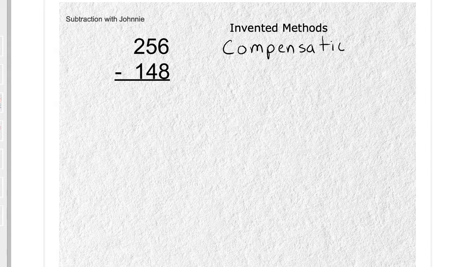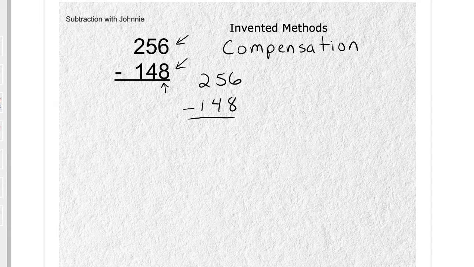And as I work through compensation, think about how it's connected to the Austrian method. So I'm looking at the numbers 256 and 148. What I like about 148 is this 8. I know that I can round this number up. So I could take 256 minus 148 and remake the problem into something with 150, because 150 is a nice round number. We like our tens.